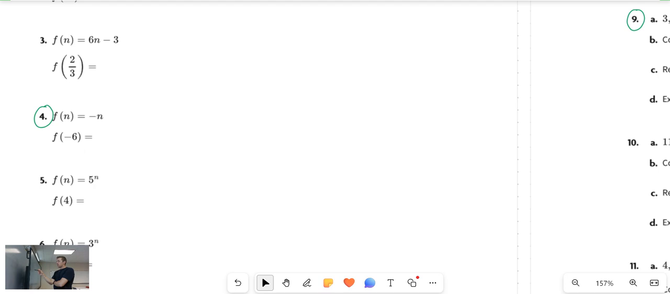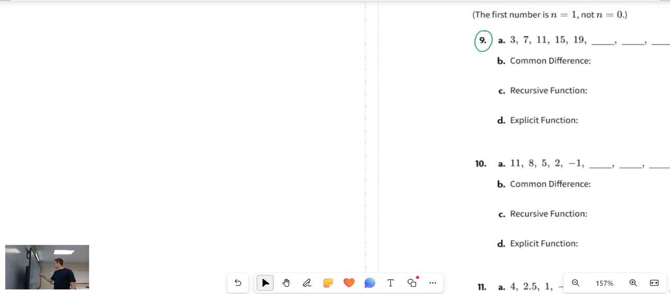So f of n equals negative n. Whatever our input is, whatever n is, we're actually going to just make it negative. So if we input negative 6, the output would just be positive 6. Pretty straightforward. This is a function that just changes the sign of the input. If the input's negative, it becomes positive, and if it's positive, it becomes negative. So we will move on.